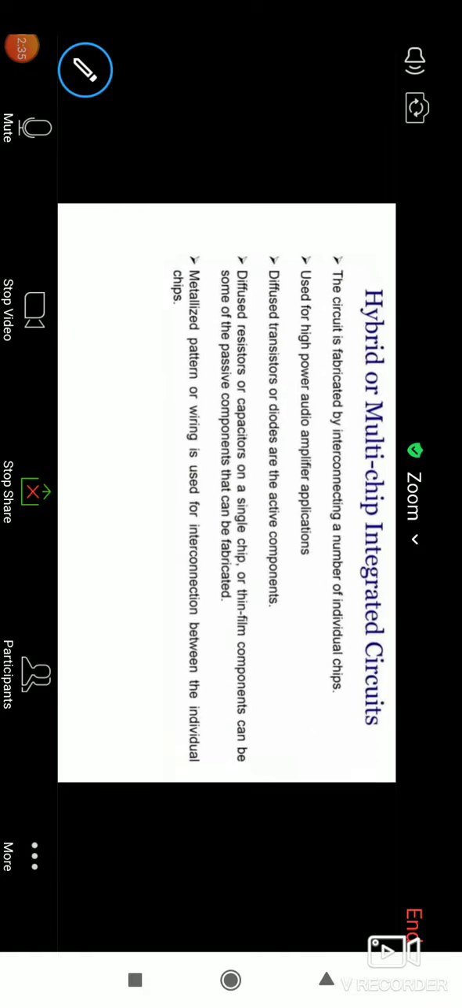Next, hybrid or multi-chip integrated circuits. What are hybrid or multi-chip integrated circuits? The circuit is fabricated by interconnecting a number of individual chips. Meaning, on the PCB we can interconnect a number of ICs.